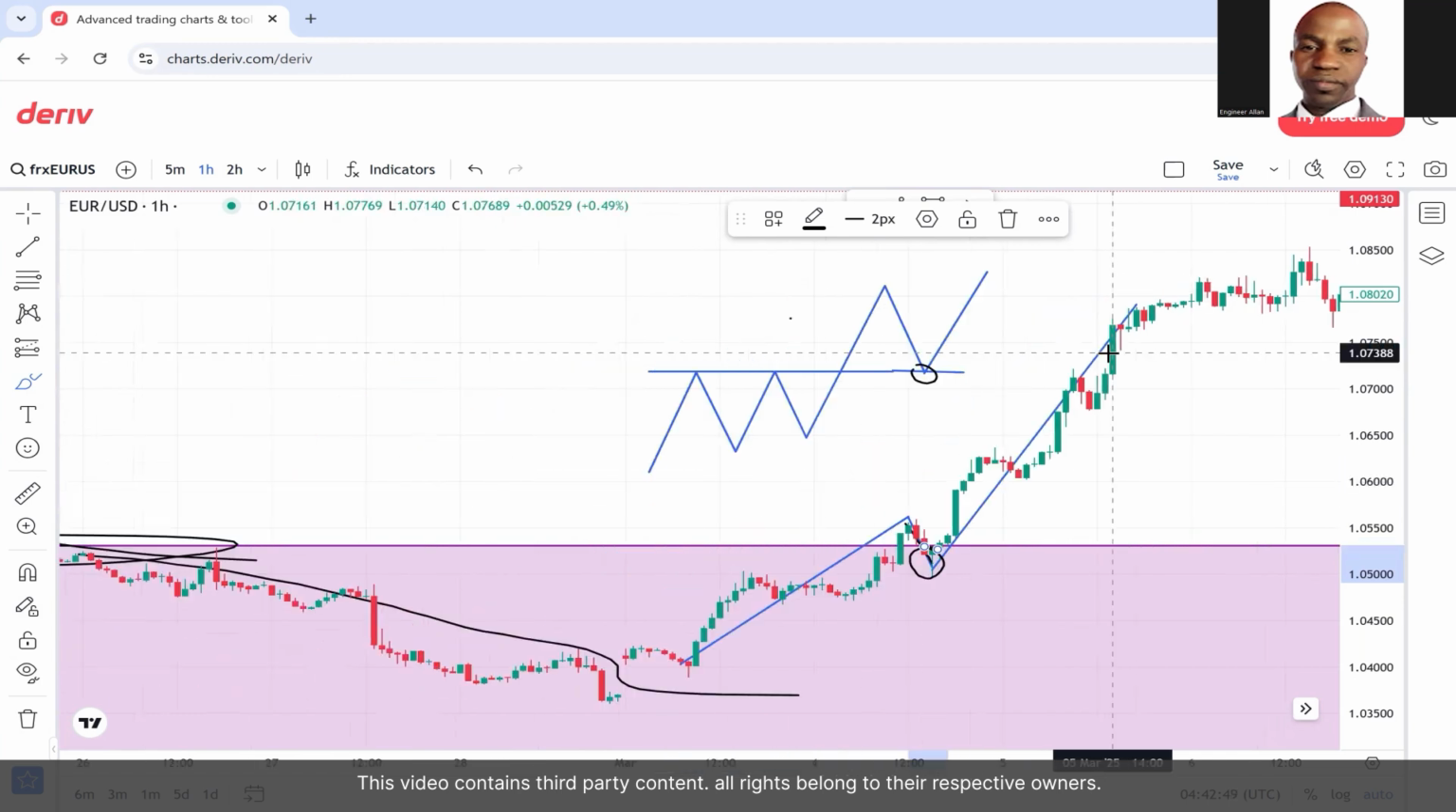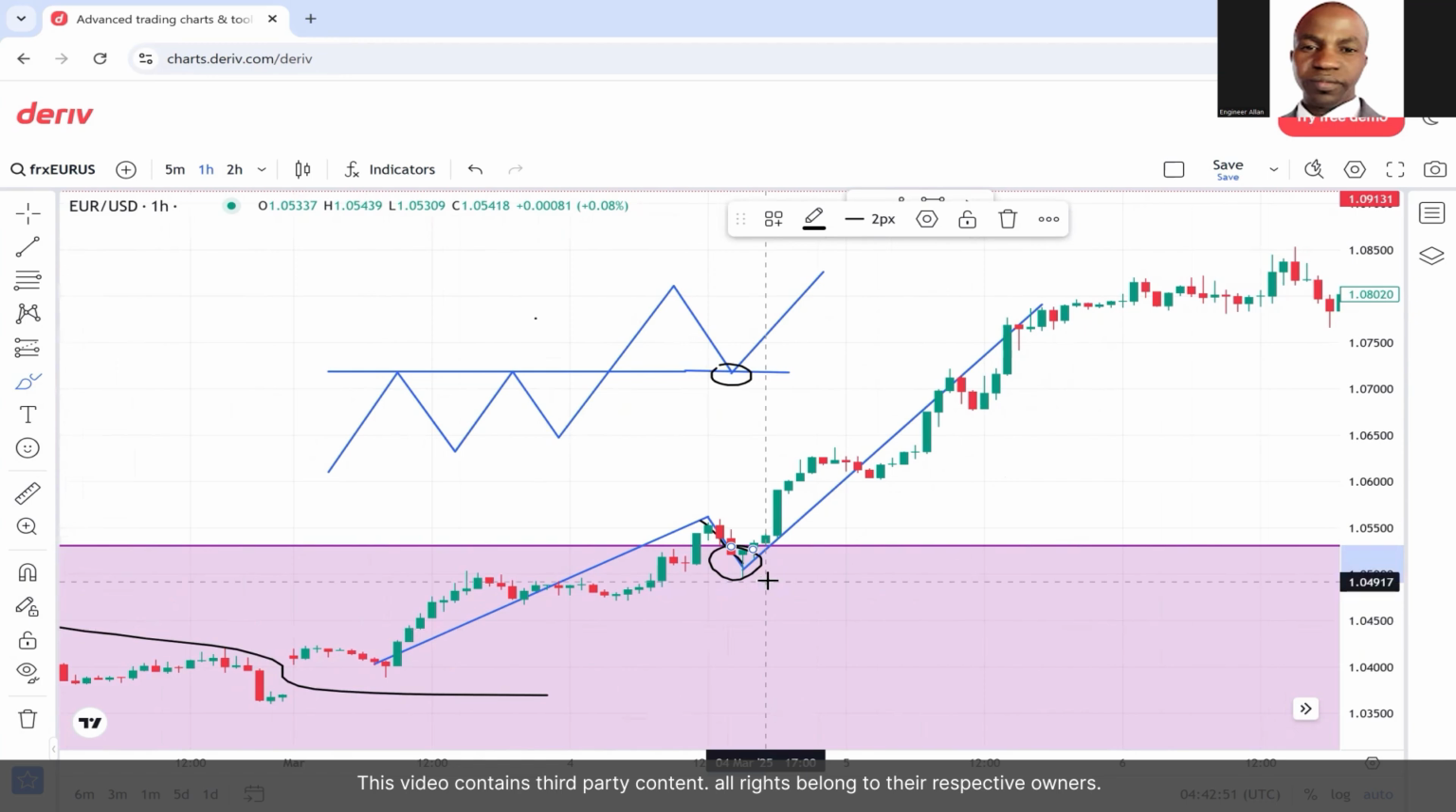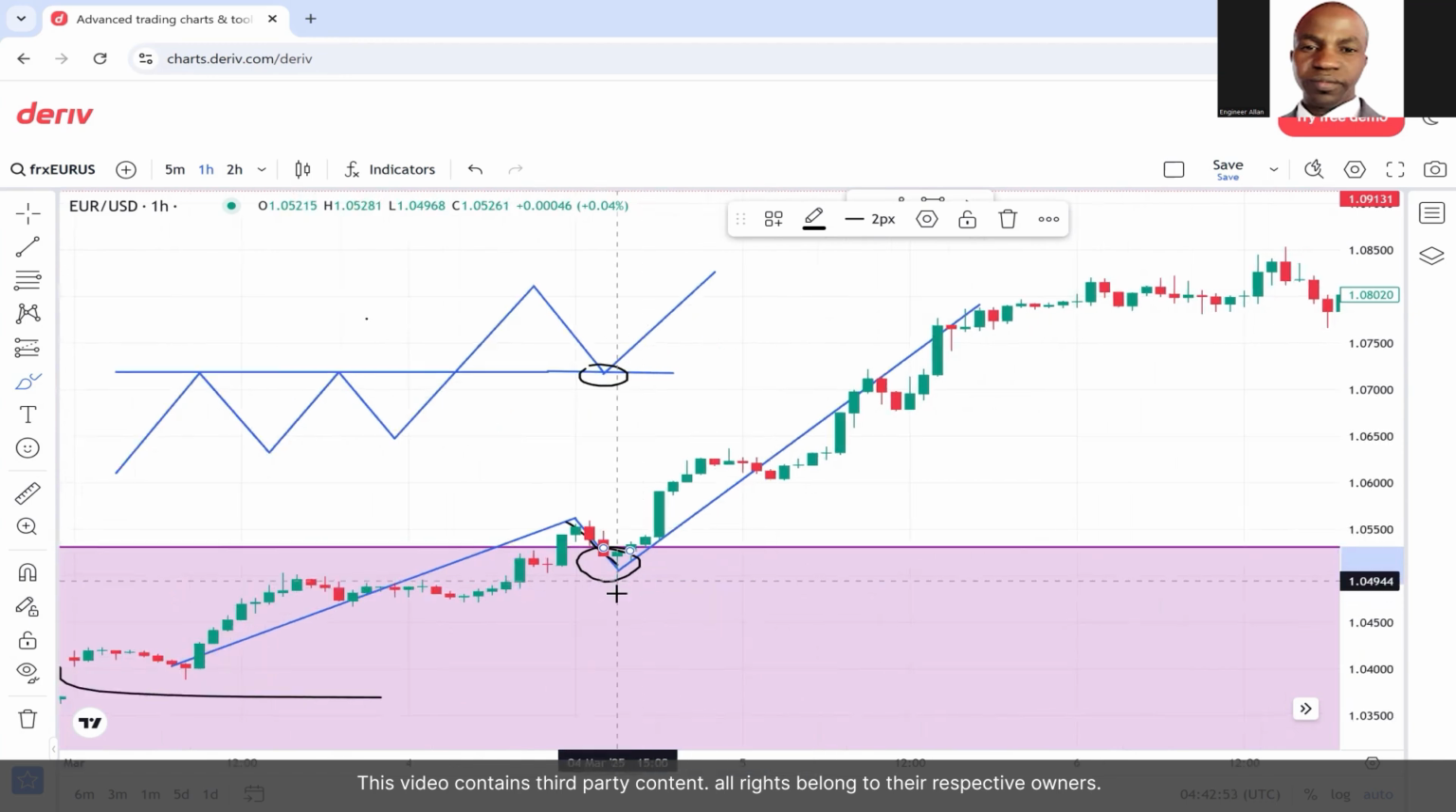Once that happens, now you look at it, we have a pin bar here, a bullish pin bar. A bullish pin bar is an indicator that the retest is done, is over, and now the price is ready to move up.